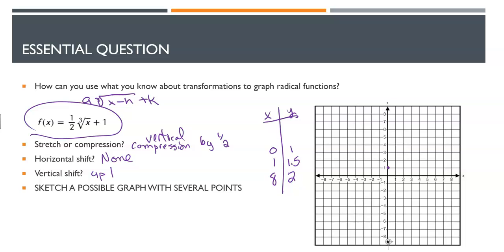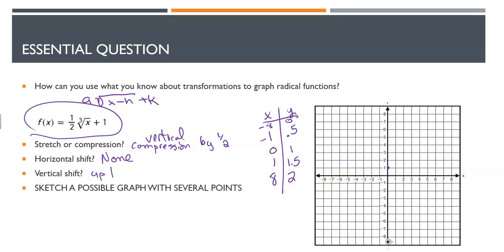Okay, and then I might go ahead and try the negative 1 in there too, because that would give me a negative. So if I put negative 1 in here, it comes out negative 1, 1 minus would be 0.5. And then I might go ahead and put a negative 8 in there too. And that'd give me negative 2 times 1/2 is negative 1. That'd give me a 0.